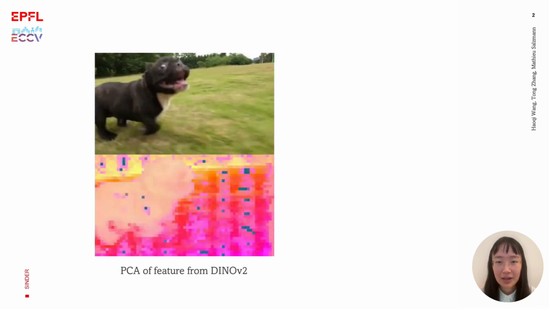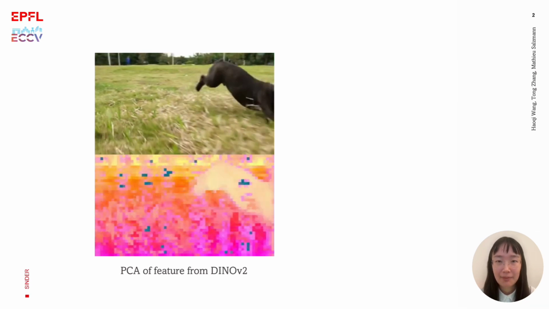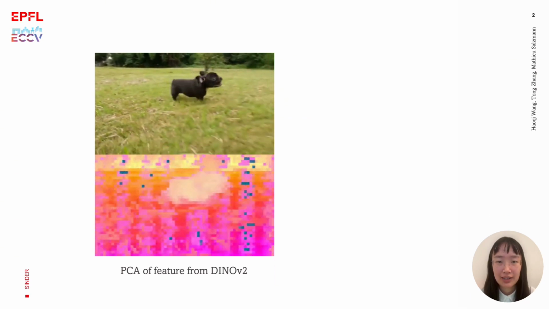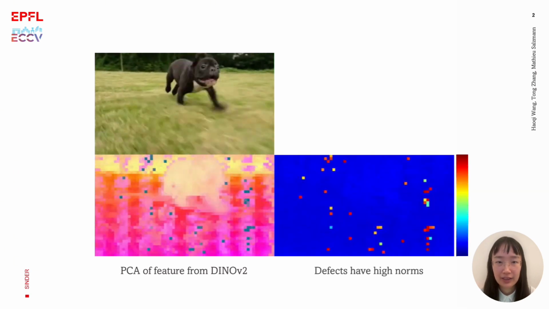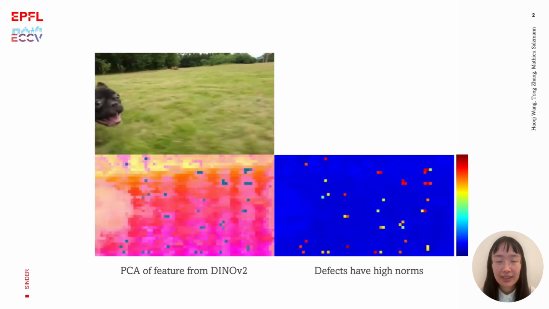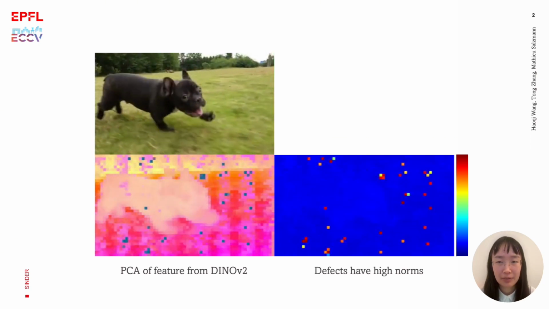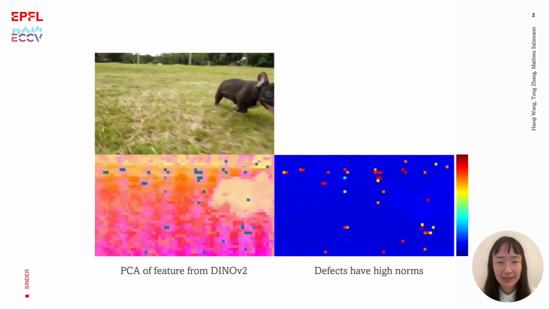Notice that there are some defective pixels flickering in the frames. These defects have been observed in previous works such as Vision Transformers Need Registers. One characteristic of the defective tokens is their high norms, shown in the video here. These defects hurt the feature quality of the model and may lead to undesirable performance on downstream tasks.